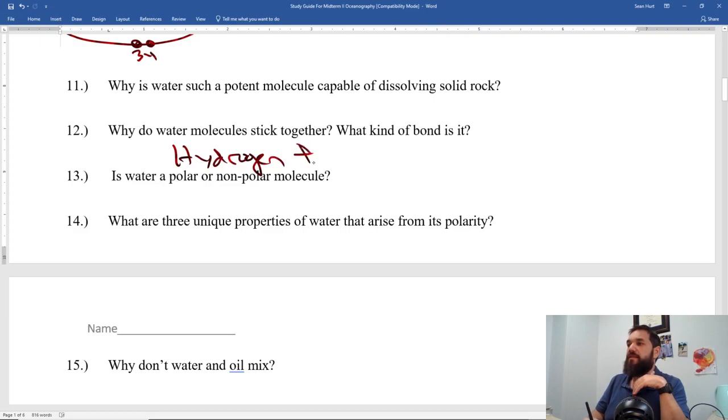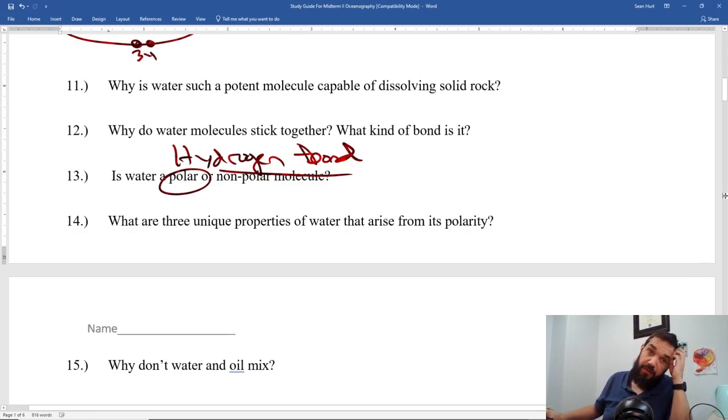I'm writing test instead of bond. Hydrogen bonds, okay? Is water a polar molecule? Of course, you know that it is polar, right? We've talked about that a lot of times. That's a really important fact about water. It's definitely going to be on the test, so make sure you know that it's a polar molecule.